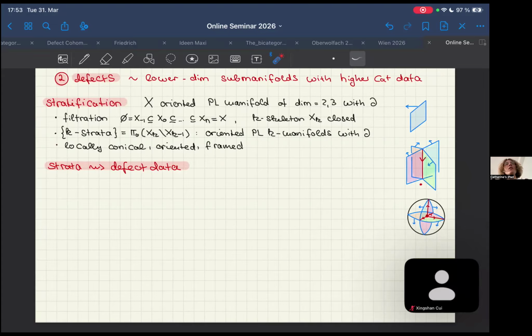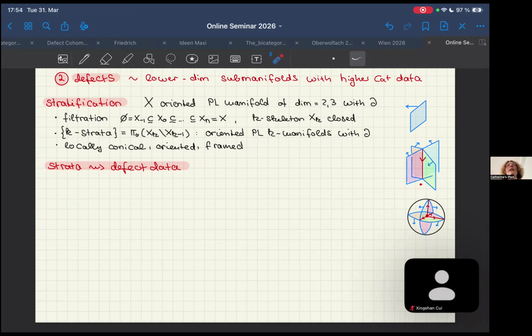Okay, and we have more conditions on the strata. We have a condition that one could call locally conical. So this is like the piecewise linear counterpart of Lurie's locally conical, but with restrictions. And we ask that it's oriented, and we ask that it's framed. So this is somewhat hard to explain. So here I've given pictures.